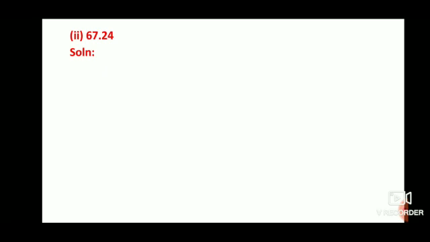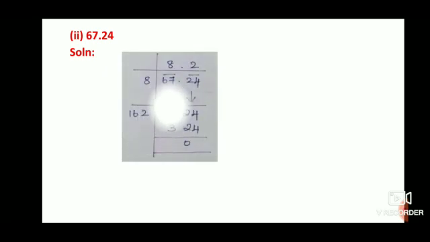Next, second subdivision, 67.24. See the solution. See the picture carefully and then easily understand. So the answer is root of 67.24 is equal to 8.2. This is the final answer.